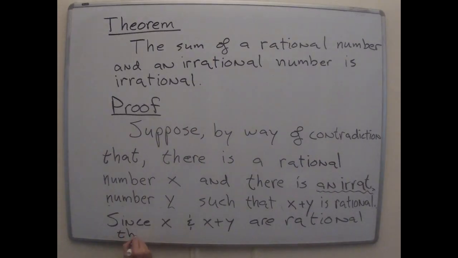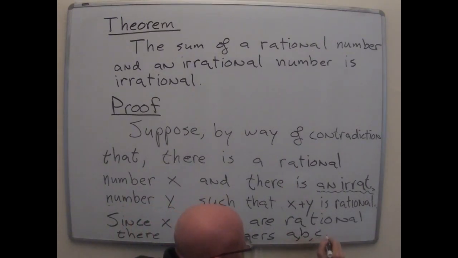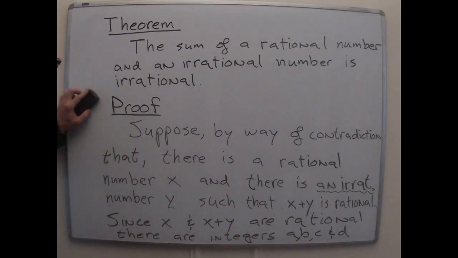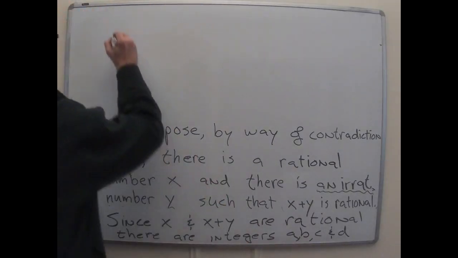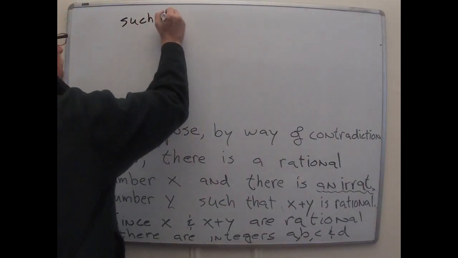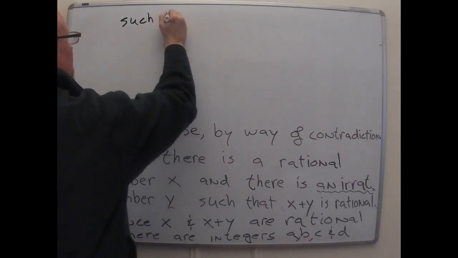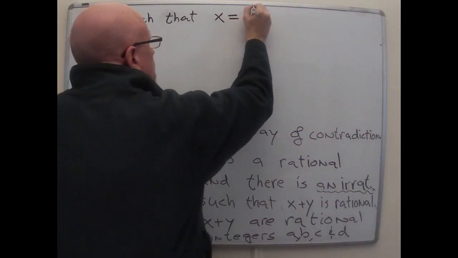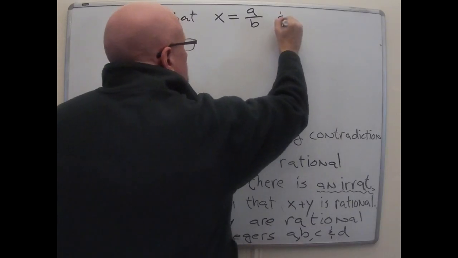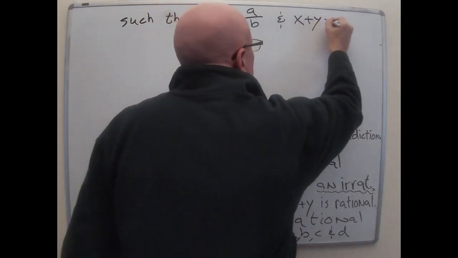well, that means there are integers, there's a bunch of them, four of them, how about a, b, c, and d, such that x equals a over b and x plus y equals c over d.